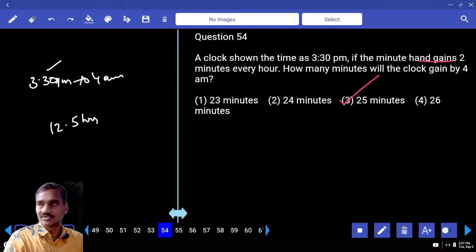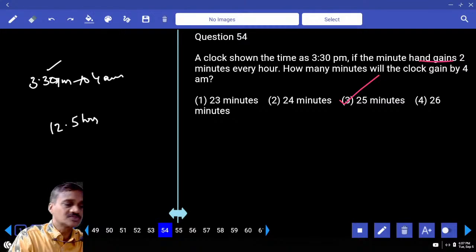Total number of hours were 12 and a half hours. In 1 hour it gains, so how many minutes? 1 hour it gains 2 minutes. Hence 12 and a half into 2 is 25.